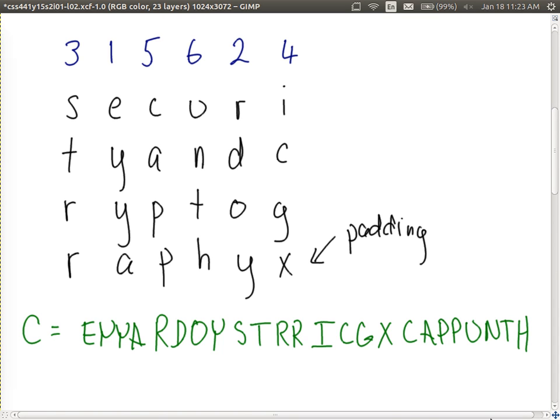Any questions on encrypting with either the rail fence or the rows columns? Write the plain text in the rows columns, write it row by row, then read the columns where the order we read the columns is defined by the key.